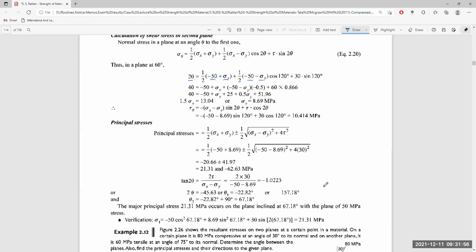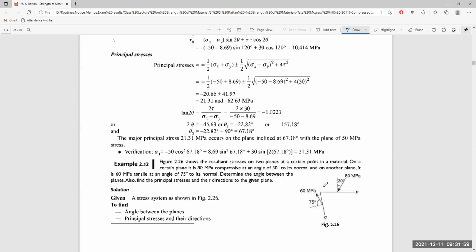Next problem. This figure shows the resultant stress on two planes at a certain point in a material. This is the resultant stress. On a certain plane, it is 80 MPa compressive at an angle of 30 degrees to the normal, and on another plane, it is 60 MPa at an angle of 75 degrees to the normal. We have to find the angle between the planes, the principal stresses and their directions.